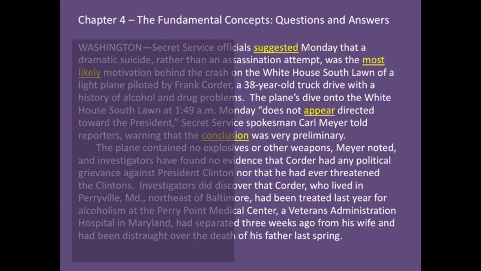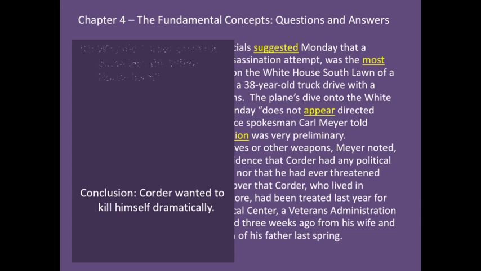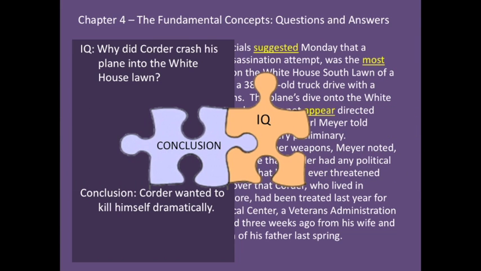What is the question that the Secret Service officials are trying to answer? The question is, why did Corder crash his plane into the White House lawn? That's what the Secret Service officials were trying to figure out, and the conclusion of the argument is the answer to that question. Now, there are lots of other parts that go to making up an argument, but when the conclusion and the implicit question fit, that's our first clue that we're on the right track for understanding the argument.